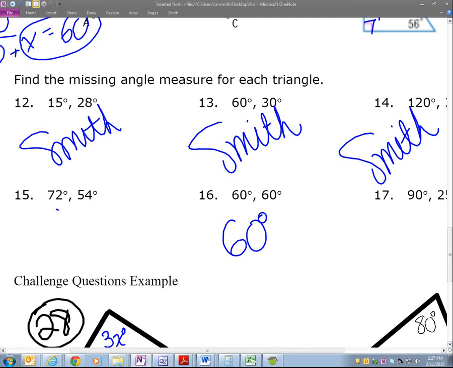All right, so we're just going to do number 15. That's it for that section. We're just going to do number 15. Number 16, we did that one at the top of the page anyway, because, yeah, it's an equilateral.